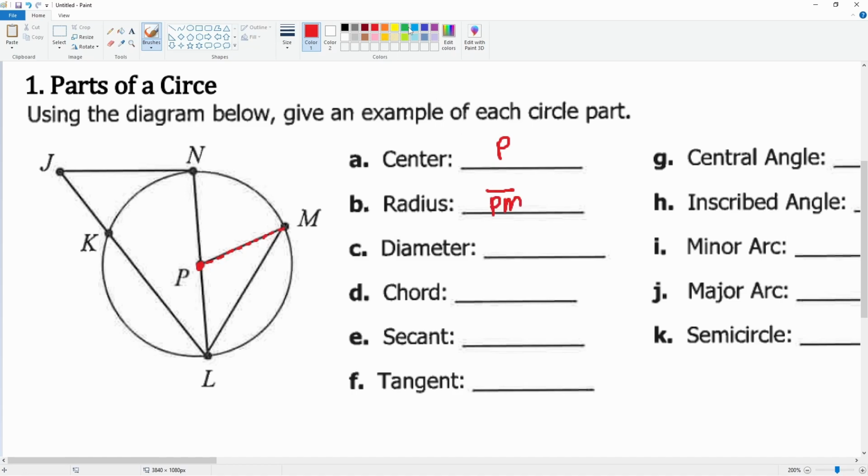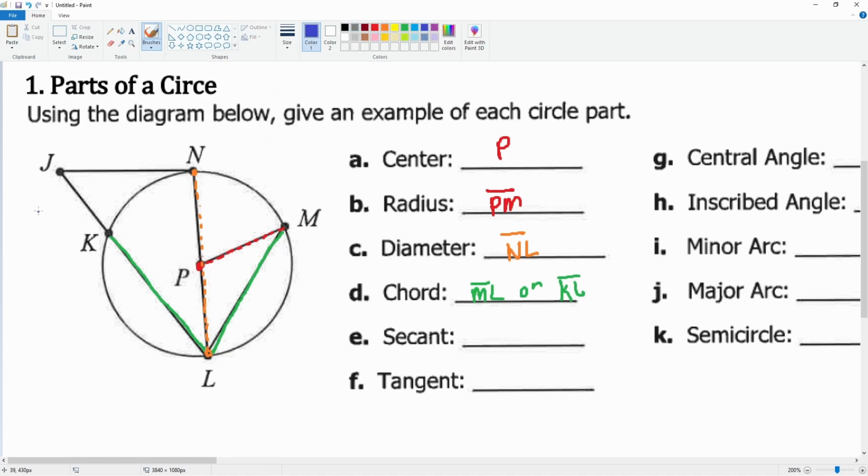The diameter would be the complete length that goes through the center, from one end of the circumference, passes through the center to the other end. So that is line segment NL. Chord, which is just a part that goes from one part to the other. So you can write line ML, or you can also do this part here as well. KL is also one. Okay.